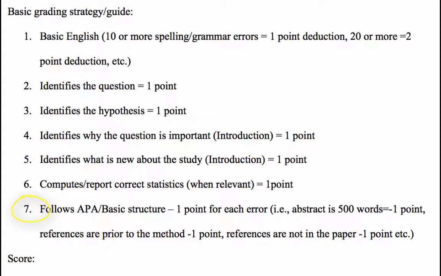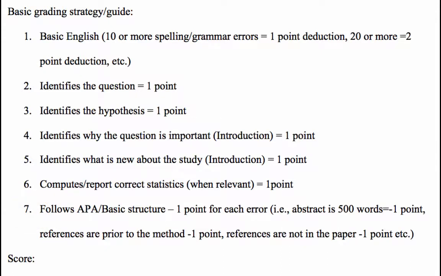In the paper we corrected, there were quite a few errors in regards to the APA guidelines or basic structure, a total of 13 to be exact. This would result in a deduction of 13 points, thus severely hurting the overall grade of the paper.